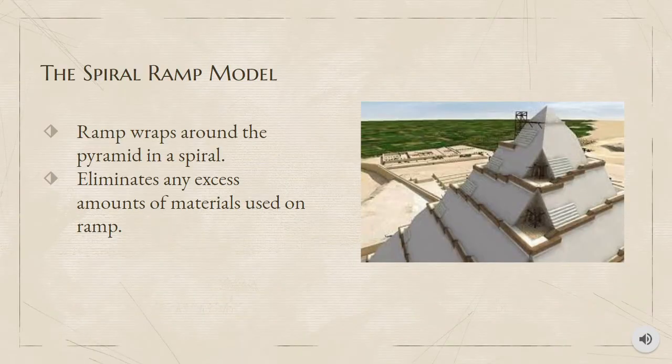The next theory of the three ramp model theories is the spiral ramp model. This model proposes that a ramp would have been wrapped around the pyramid in a spiral instead of a long ramp extending away from the pyramid. This theory also eliminates the use of excessive amounts of materials in order to build the ramp. An issue with this theory is that the amount of time it would have taken to complete the pyramid is unrealistic, as the narrowness of the ramp would make it difficult for more than one group to be able to use the ramp at the same time.